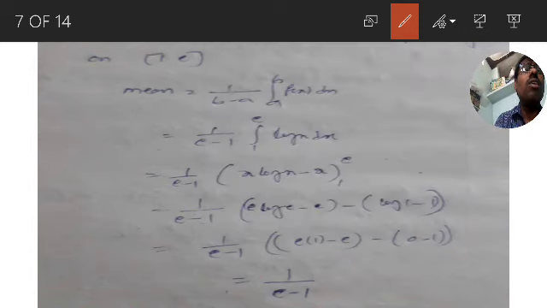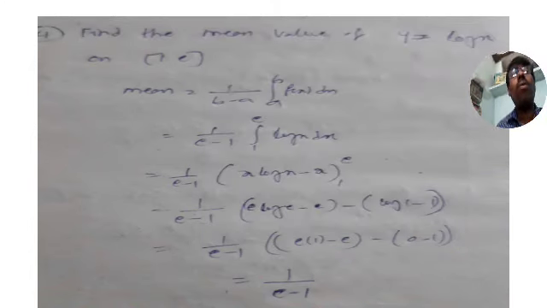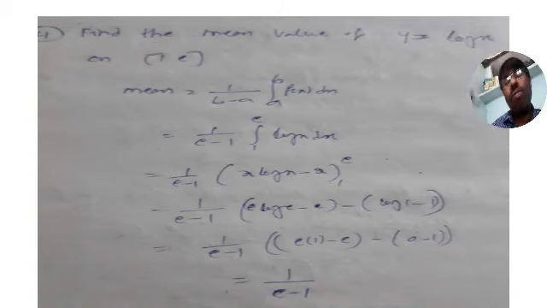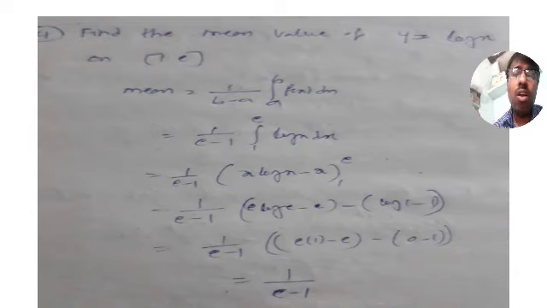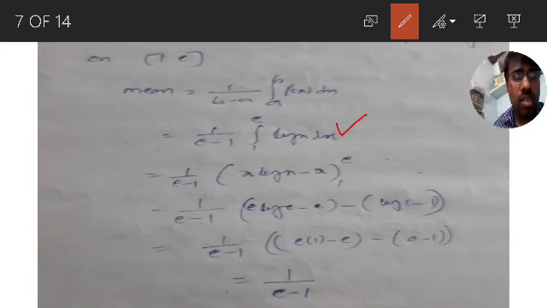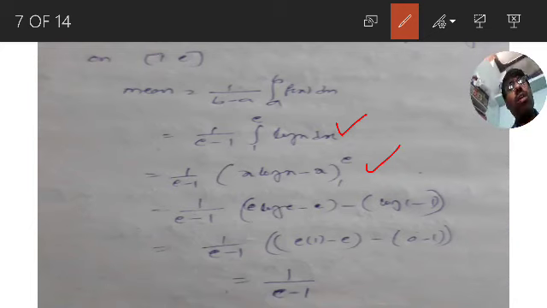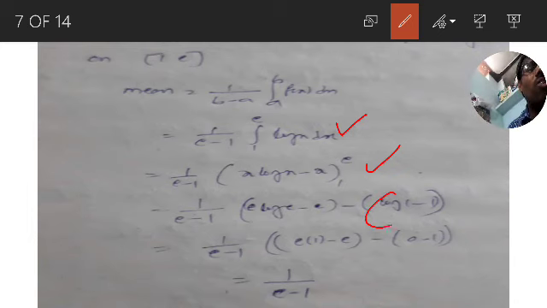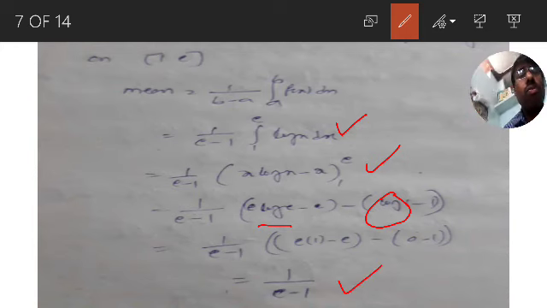Are you able to get it, guys? So this is my fourth problem. Find the mean value of y is equal to log x on the closed interval 1 to e. f of x is log x and the limits are 1 to e. Then substitute. Only here comes a problem. If you are able to remember the formula, that is the integration of log x is x log x minus x from 1 to e, then it's okay. Once you remember that the log 1 value is 0 and the log e value is 1, substitute, and you get the answer 1 by e minus 1.